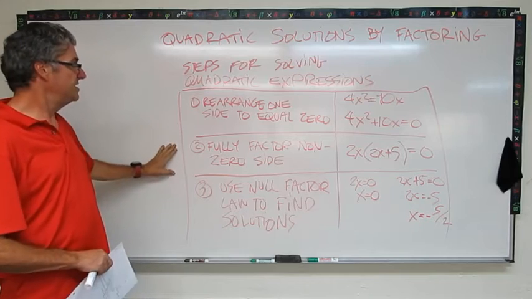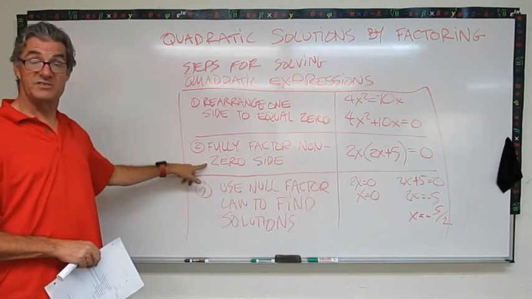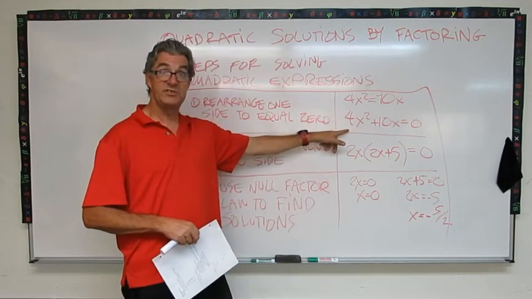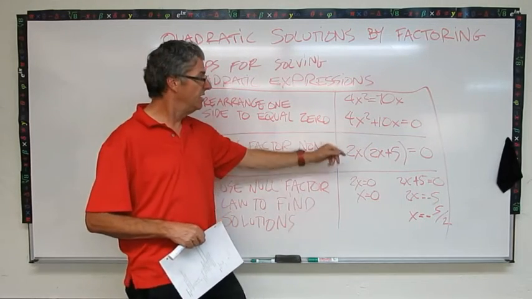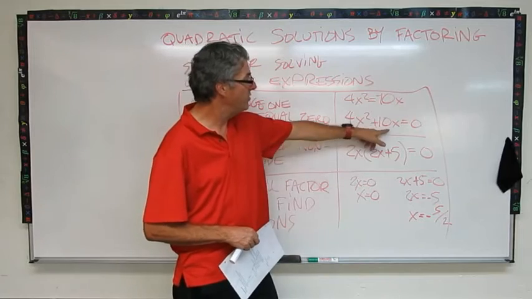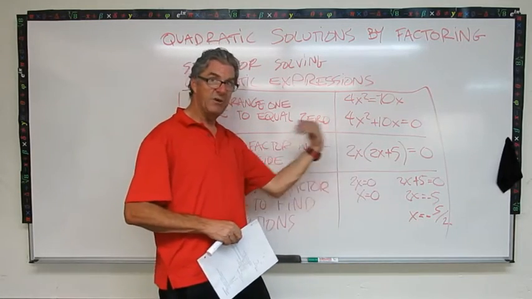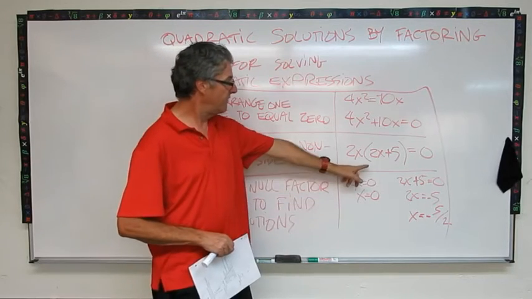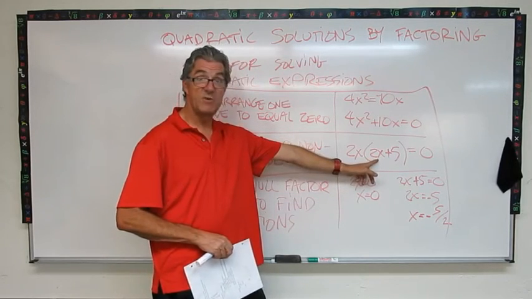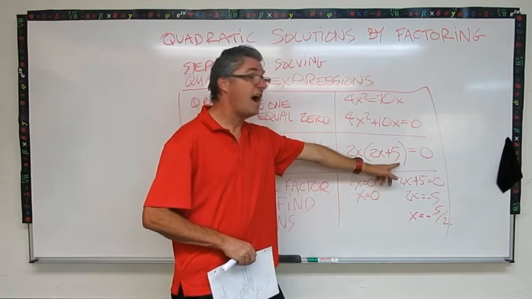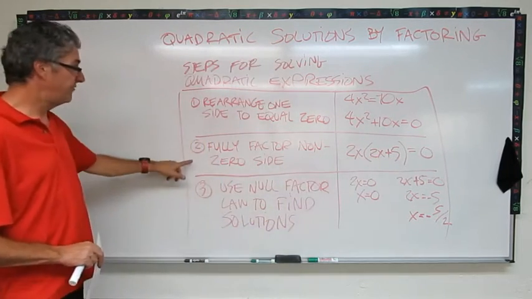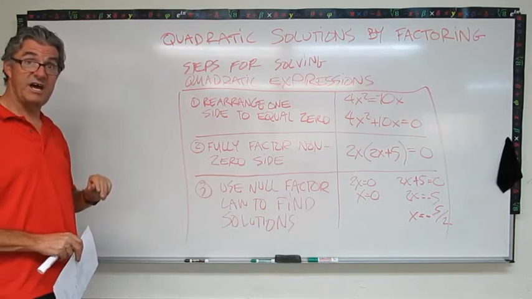Step 2 is fully factor the non-zero side. So this problem is a pretty simple, straightforward one. This is just a GCF factorization. I've got 2x in both of these terms. So I factor it out. Remember, factoring out is like reverse multiplying or dividing. So I factored out 2x, that leaves 2x here, and that leaves just 5 over there. I'm still equal to 0. Okay? So that's fully factoring the non-zero side.